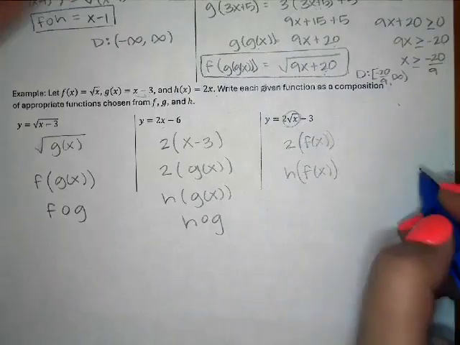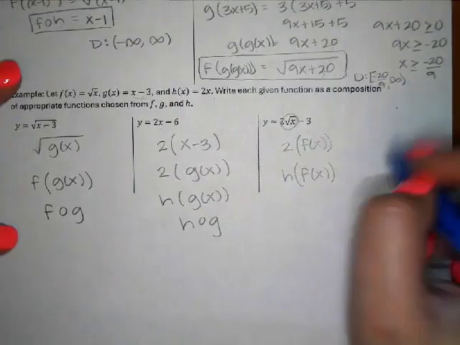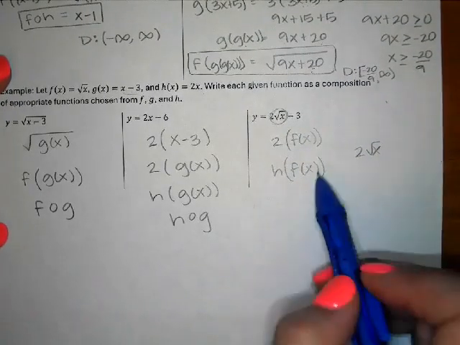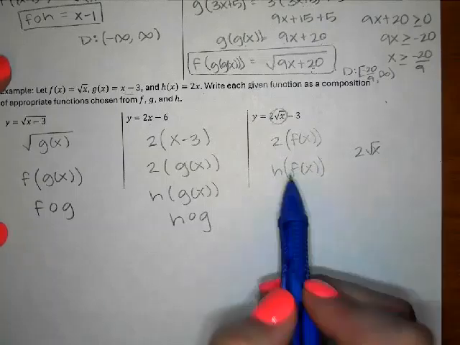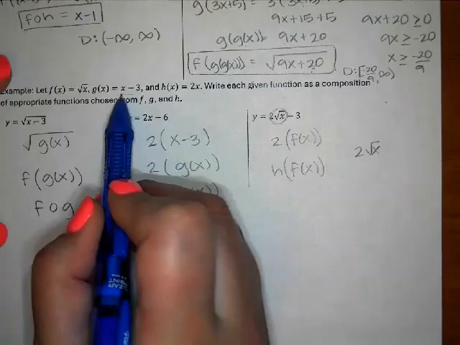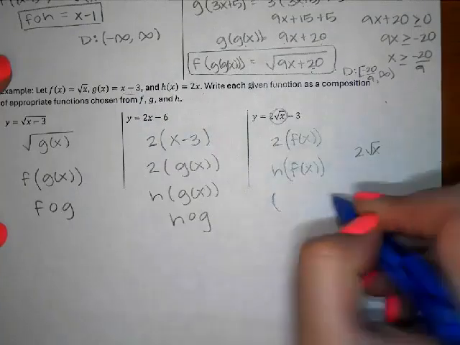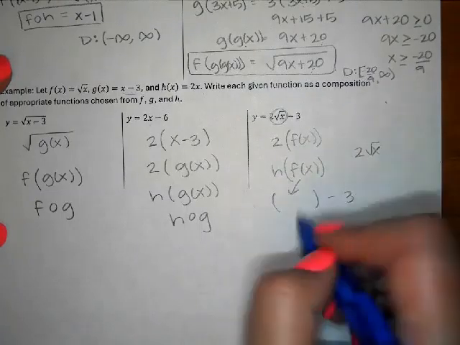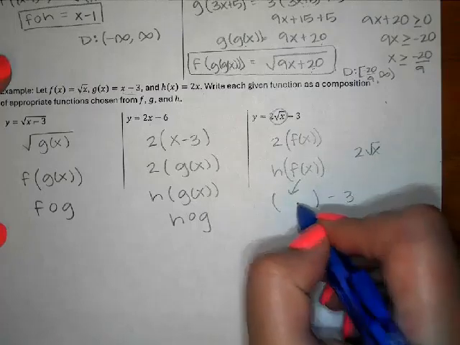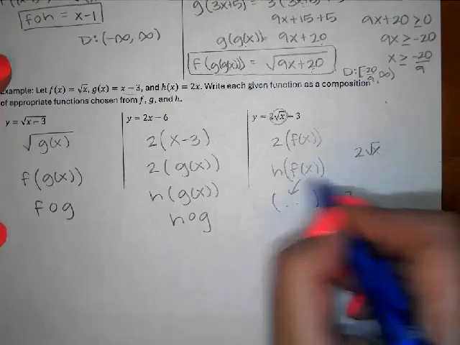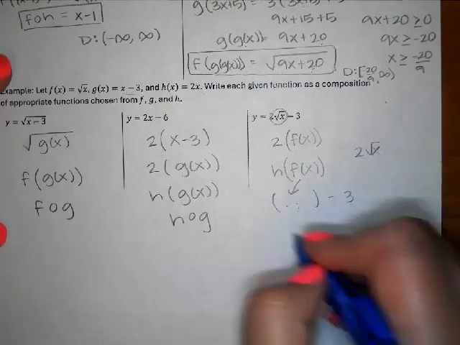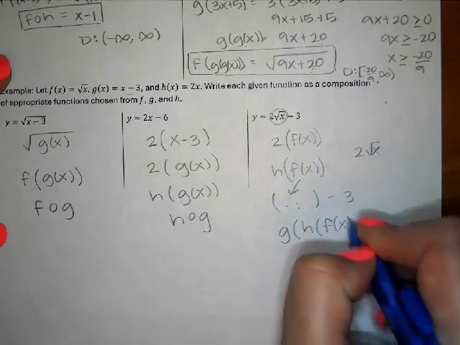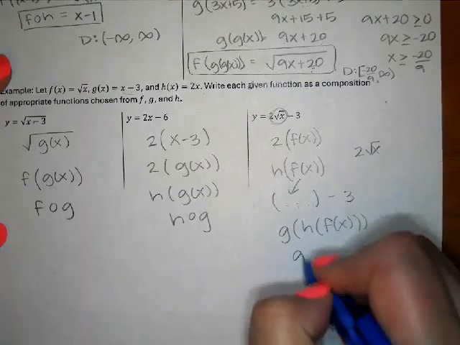But we're not done. That only gave us the 2 root x. That did not give us 2 root x minus 3. So they must have taken this and plugged this into g of x. They must have plugged it in to x minus 3 and stuck this in here. So if the 2 root x was plugged in here, 2 root x minus 3, that's h of f of x being plugged into g of x. So this is g of h of f of x.